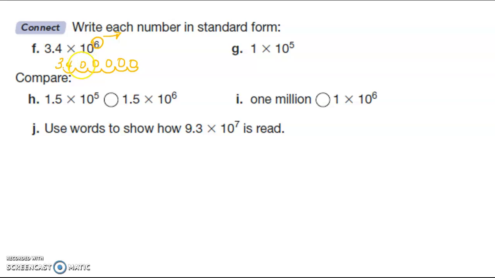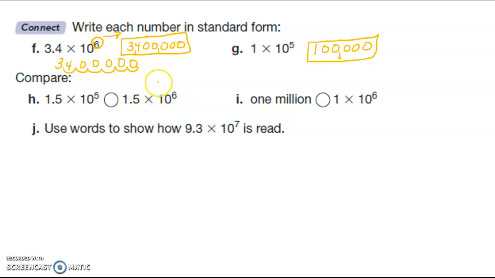Notice that's not 6 zeros, that's 6 places. So let me write that again. 3, 4, and that's your answer. Here I have 1 times 10 to the 5th. So I have 1, 2, 3, 4, 5. That would be 5 places, which gives me this as my standard form answer.